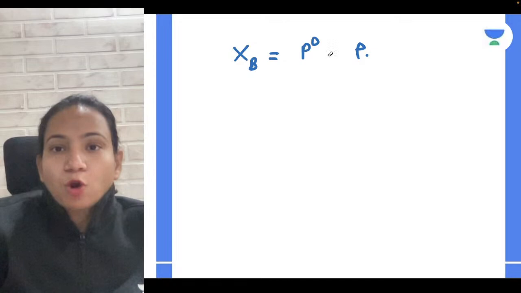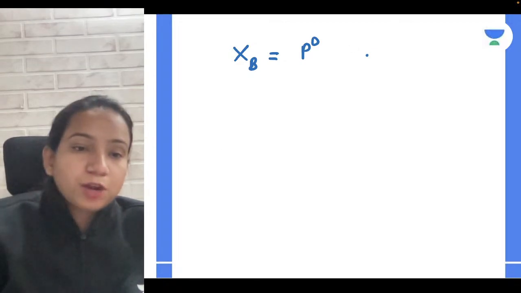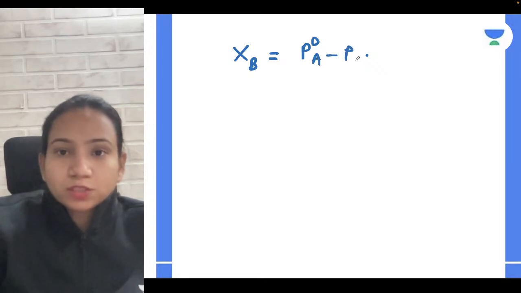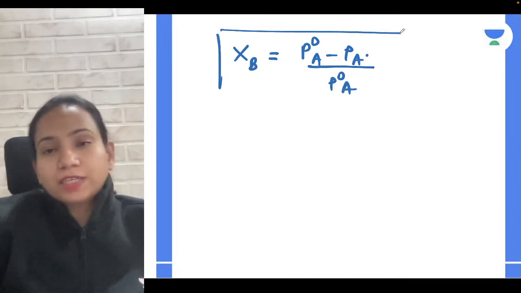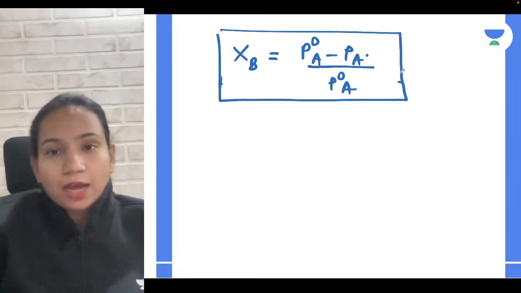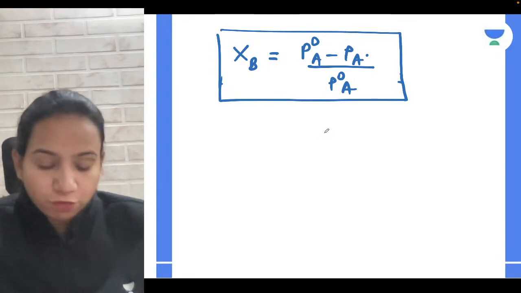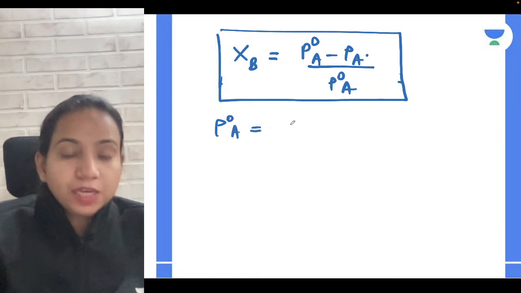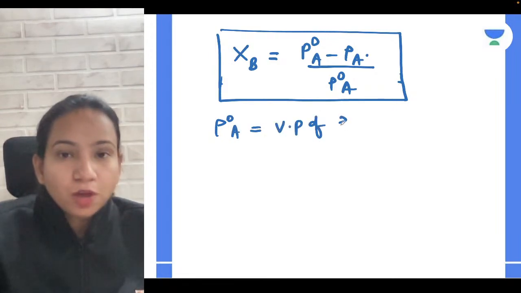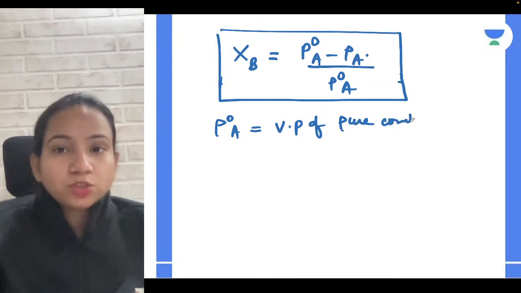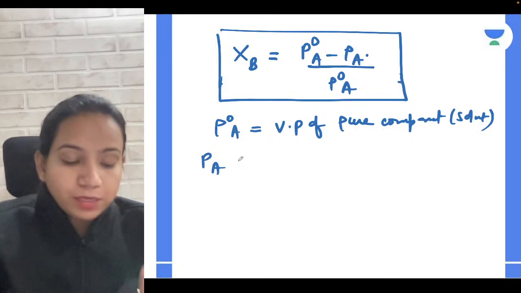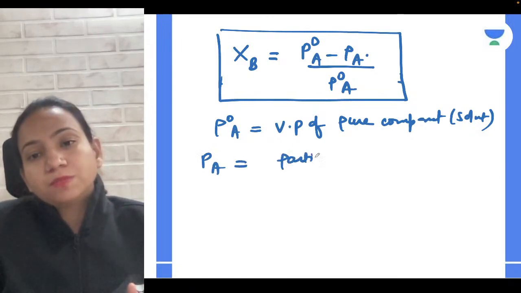It's the pure solvent vapor pressure minus the partial pressure in the solution, that is, the difference, divided by P0A again. That way you can find the mole fraction of the solute, and that we get in relative lowering of vapor pressure. What are the terms here? P0A is the vapor pressure of the pure component, which is the solvent we are taking. PA is the partial vapor pressure of the solvent.